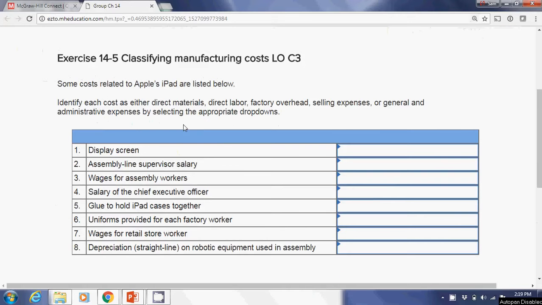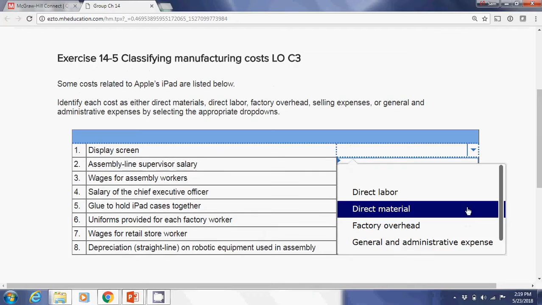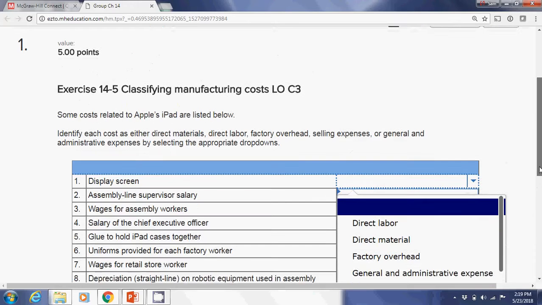Identify each cost as either direct material, direct labor, factory overhead, selling expense, or general administrative expense by selecting the appropriate drop downs. And what they're talking about is when you click in a cell, you'll get a few options that you can change into this box.